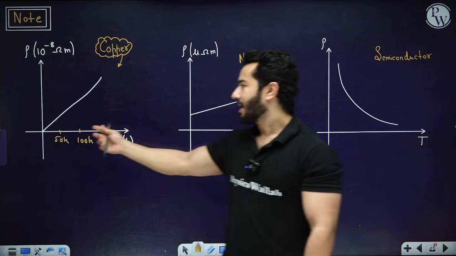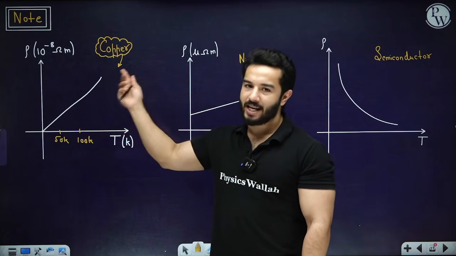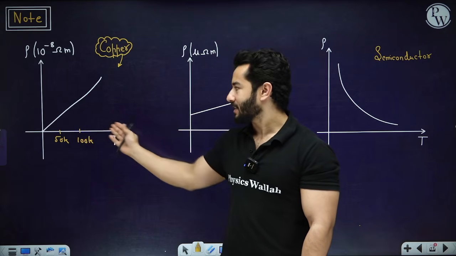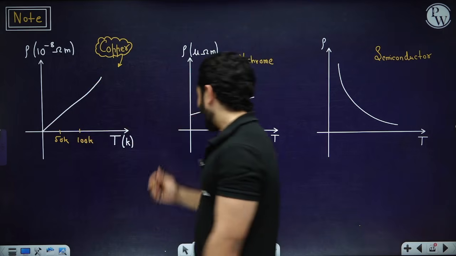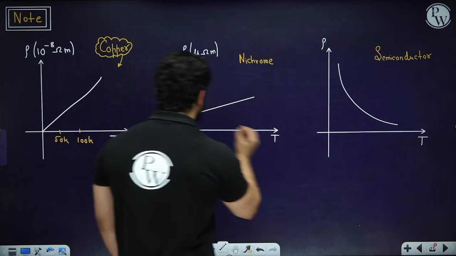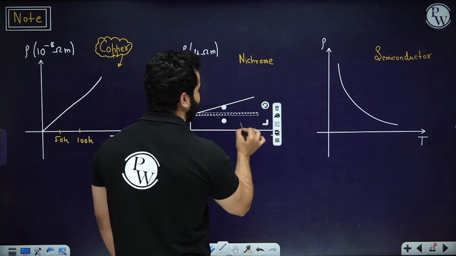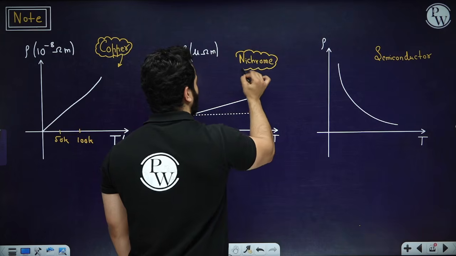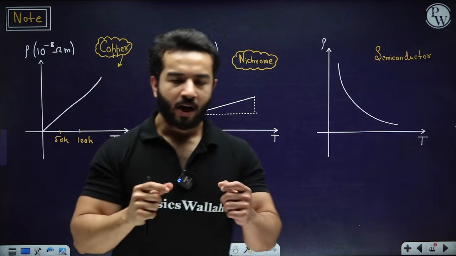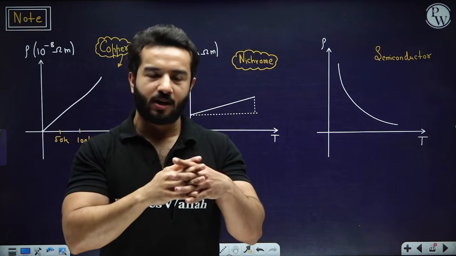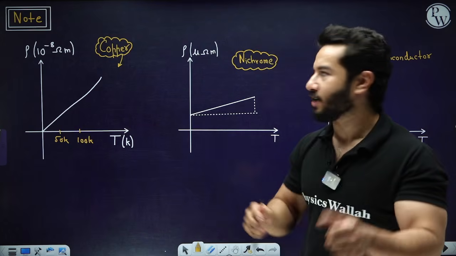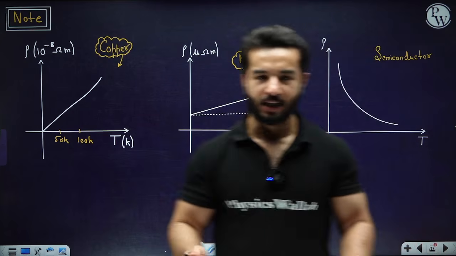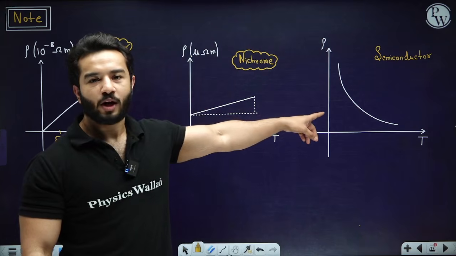Can you please see over here that with increase in temperature, it's showing a positive relation. As temperature is increasing, resistivity is also increasing, but that increase is actually quite small. So if you want to use a material which doesn't show a very sensitive relation with temperature, you should use nichrome, because with increase in temperature, nichrome's resistivity will not increase that much.